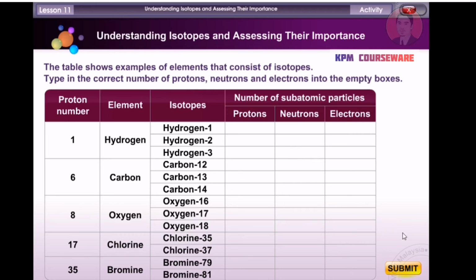The table shows examples of elements that consist of isotopes. Type in the correct number of protons, neutrons, and electrons into the empty boxes.